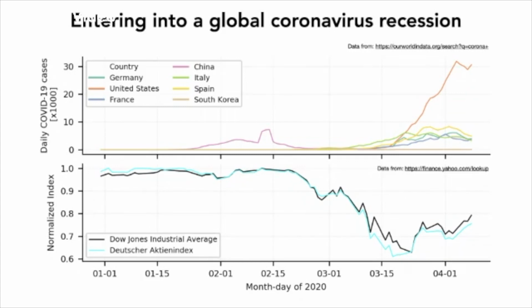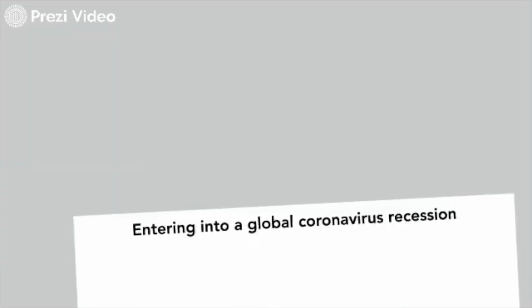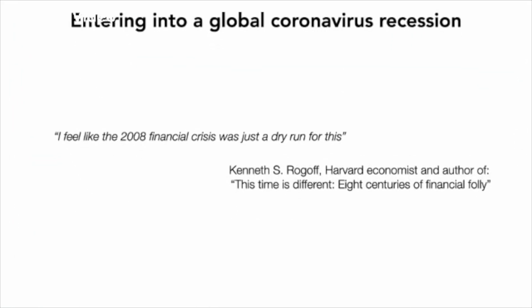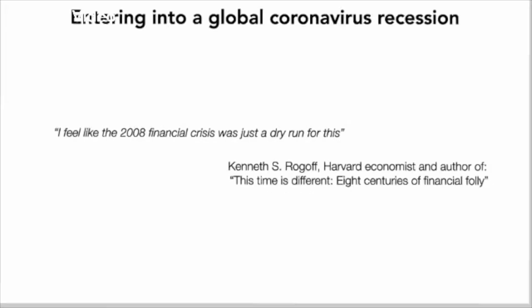The increase in cases has coincided with a marked fall of the Dow Jones and its equivalent in Germany. In a recent New York Times article, a Harvard economist said, quote, "I feel like the 2008 financial crisis was just a dry run for this," implying that we might be entering into a deep global recession. Let's look now at how unemployment rates have been impacted in the past.